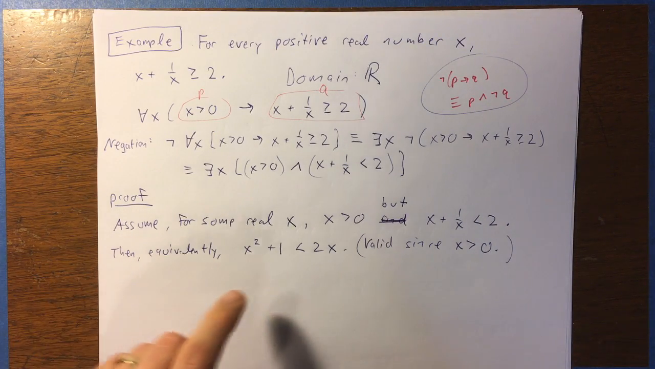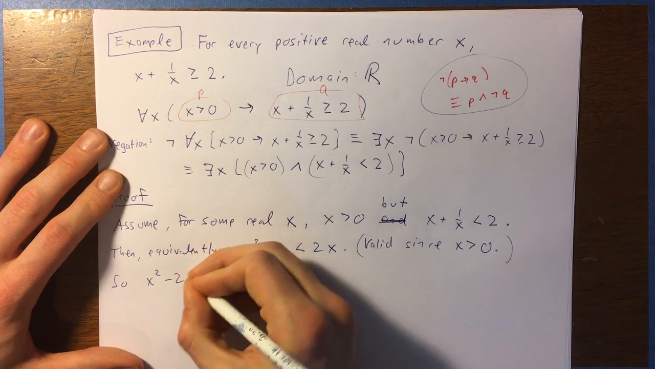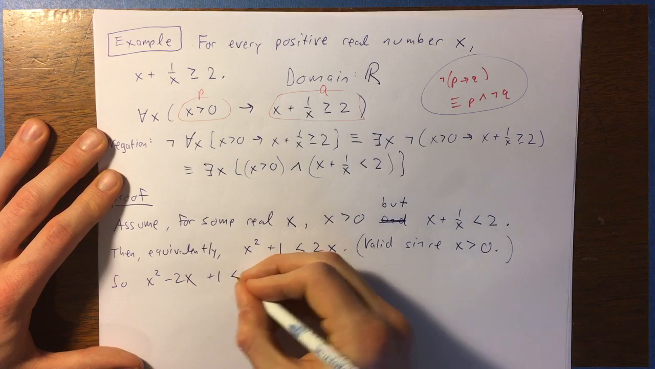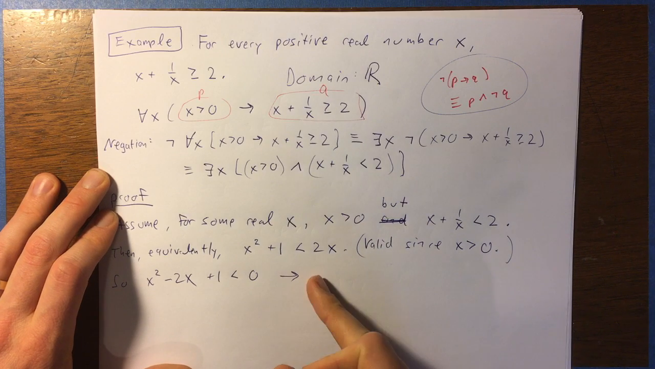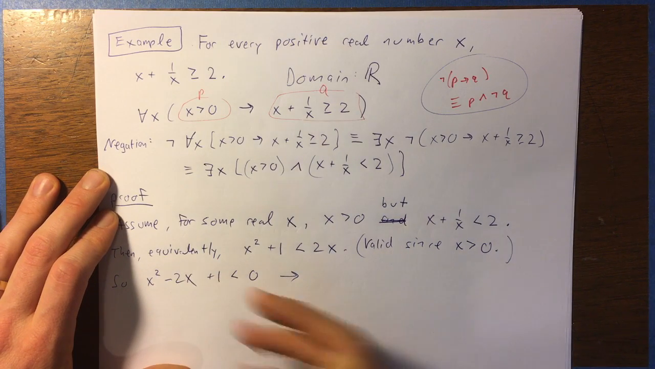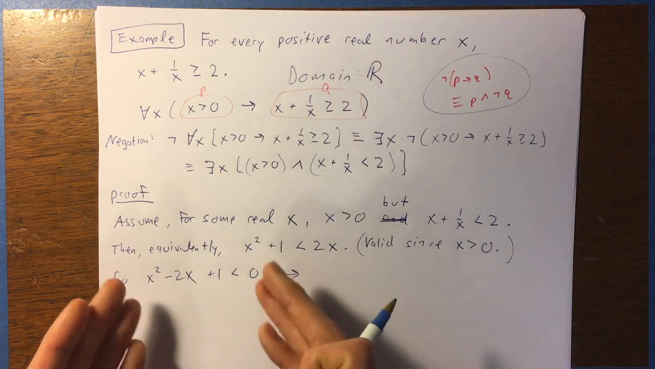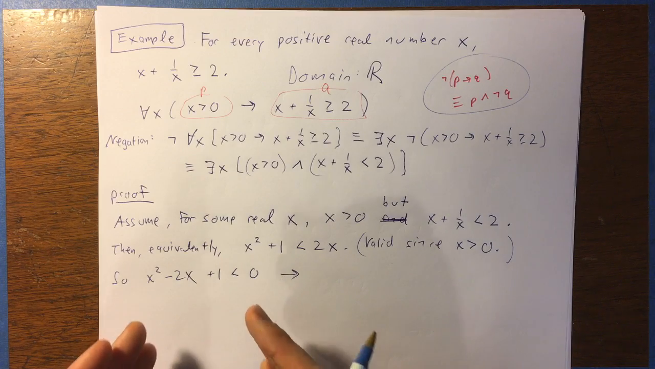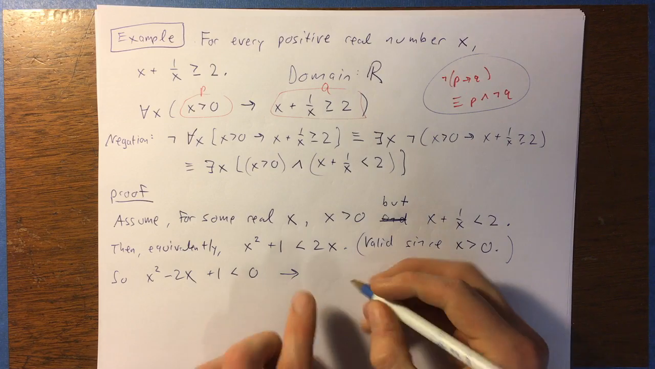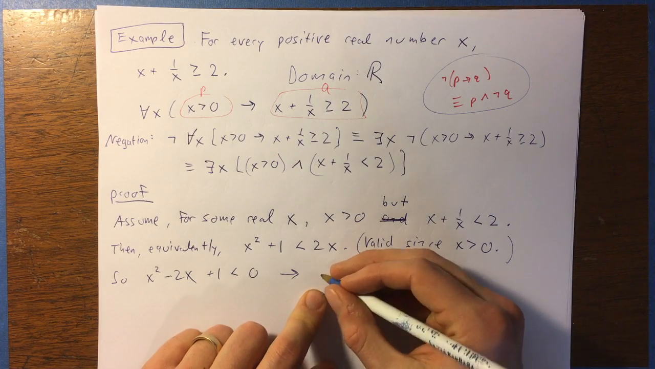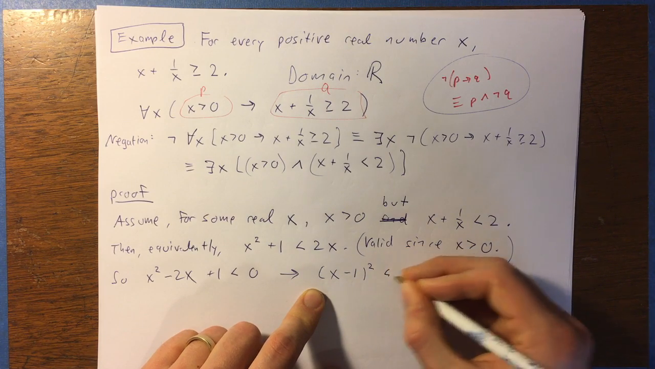All right, so then I'm just going to move the 2x over to the other side. We've got x squared minus 2x plus 1 is less than 0. And I wrote this in standard form here. And then I can factor that. I'm just going to put an arrow here to say this implies the next thing. You sometimes see an arrow, it literally means implies, because we're essentially working from one truth to the next truth. If that's true, then the next thing is going to be true. And the next thing is just an algebraic manipulation of this. We're going to factor that. x minus 1 squared is less than 0.